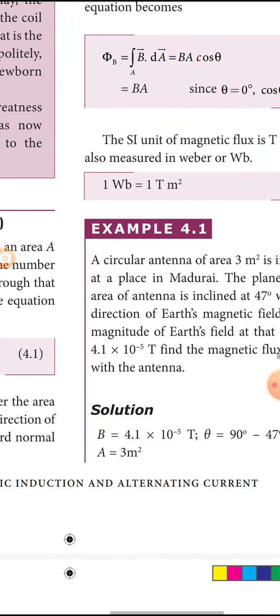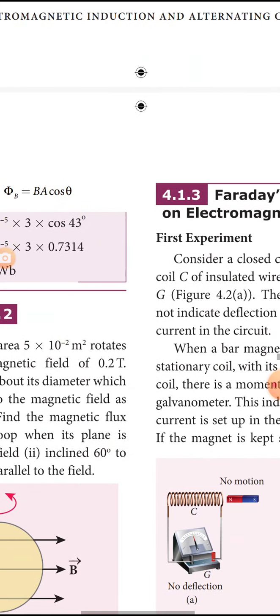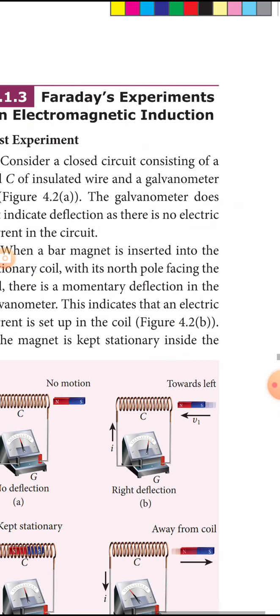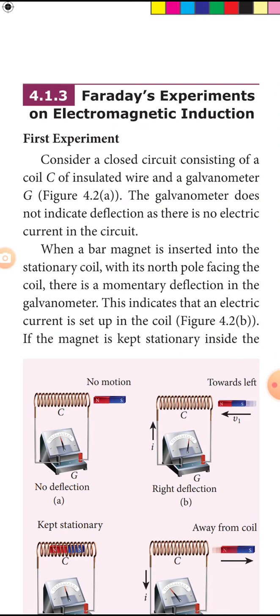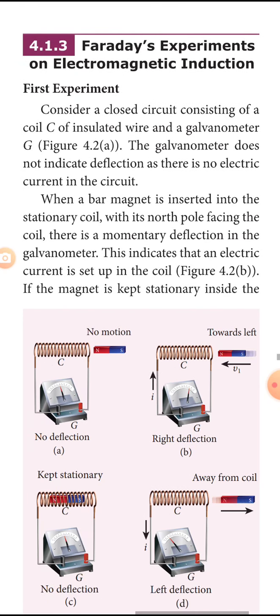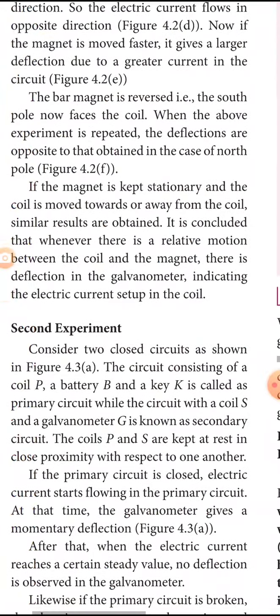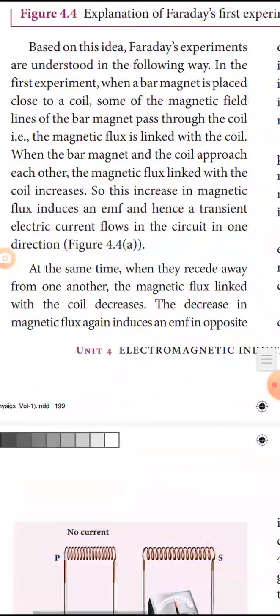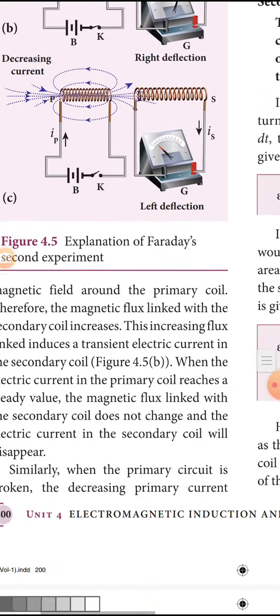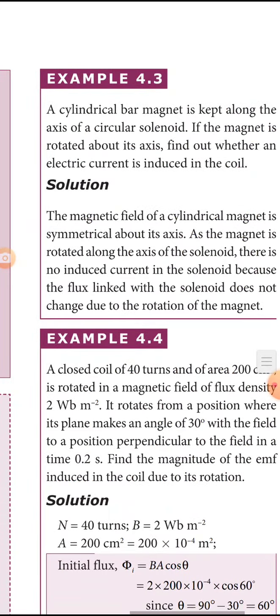So that is the magnetic flux equation. And next you have Faraday's experiments, that is how the emf is induced, and because of that there is a change in magnetic flux and the EMF is generated, that is shown by Faraday's experiments. And there are two parts of the experiment.